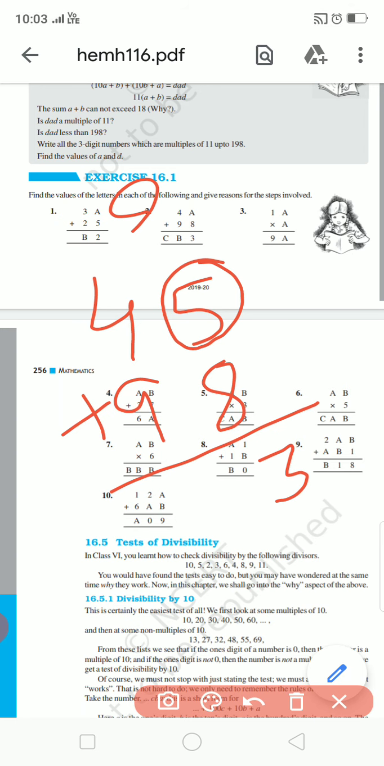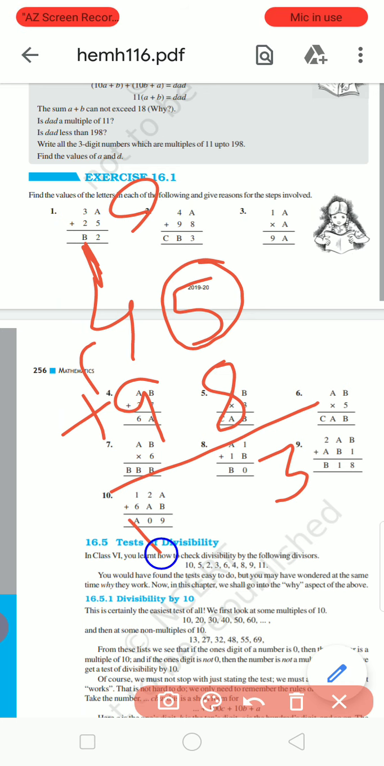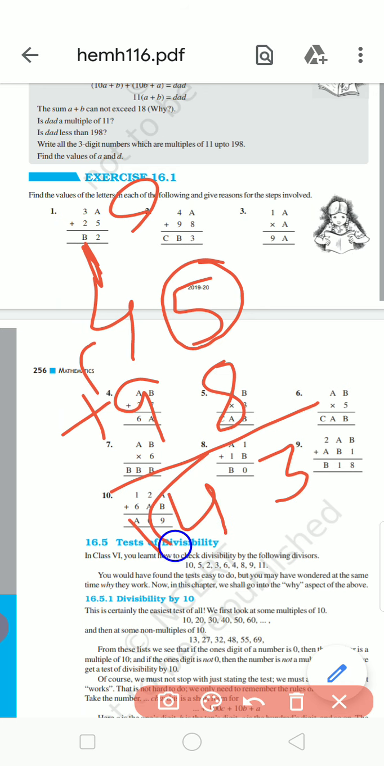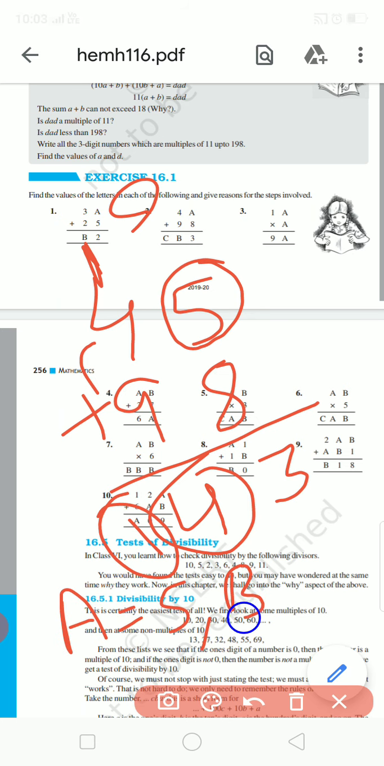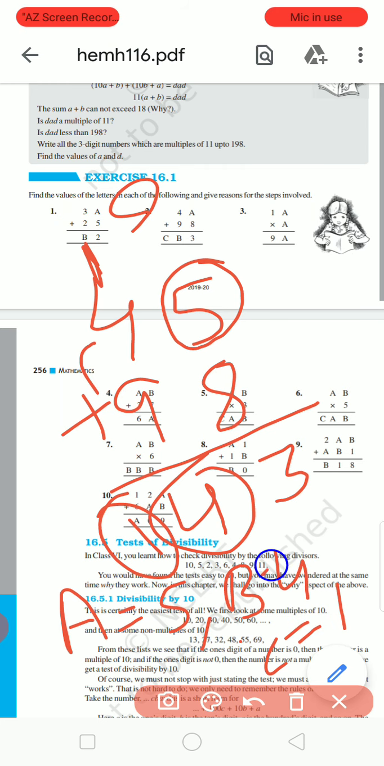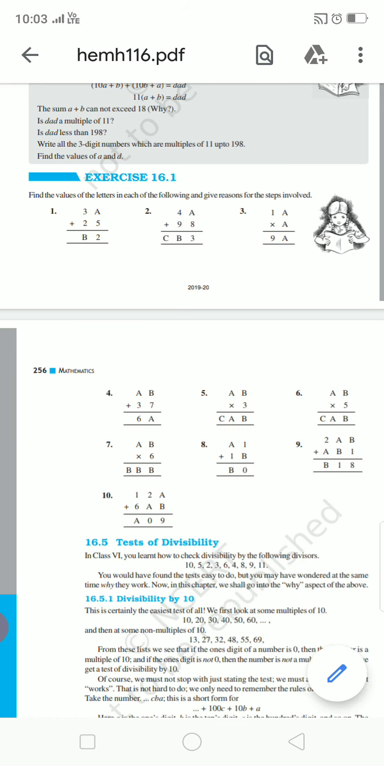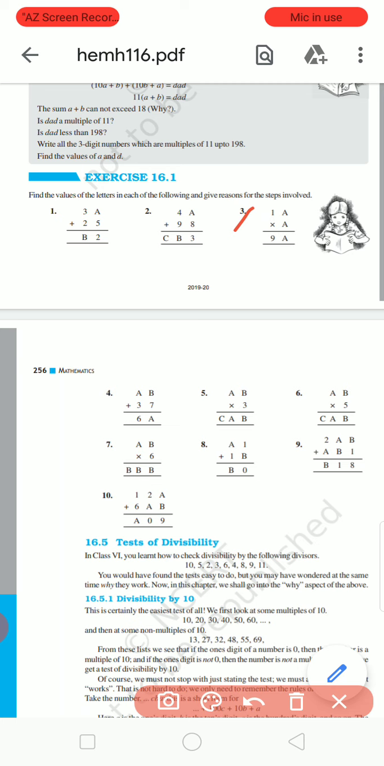So we will add at first 4 and 9. 9 plus 4 is 13 and 1 in carry, right? 13 and 1 is 14. So this is B and this is C. So what is the value of A? It is 5, B is 4 and C is 1, right? So this is the solution of this question. Let us come to the third question.